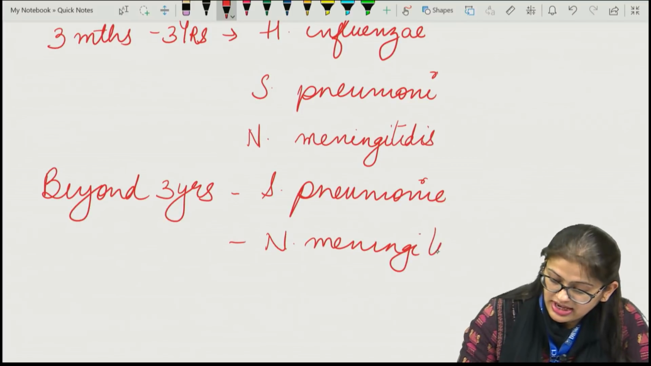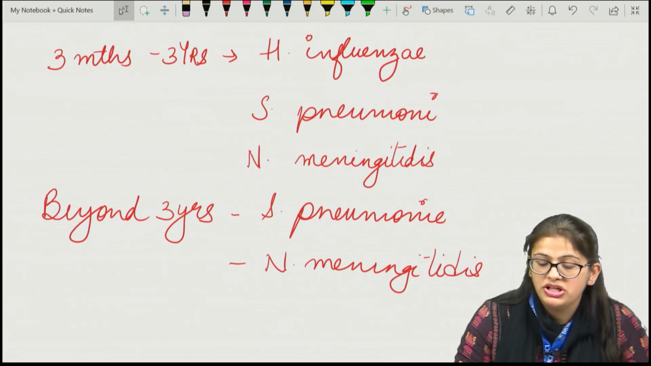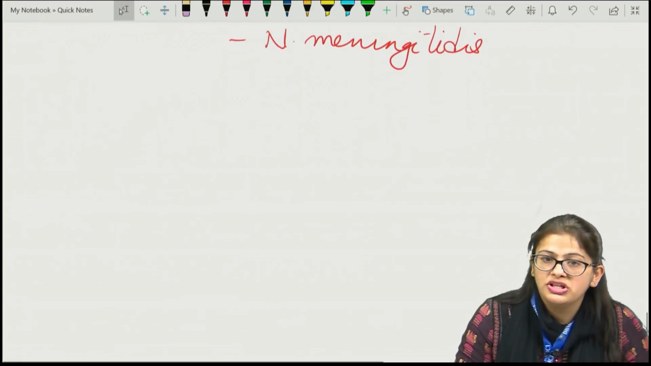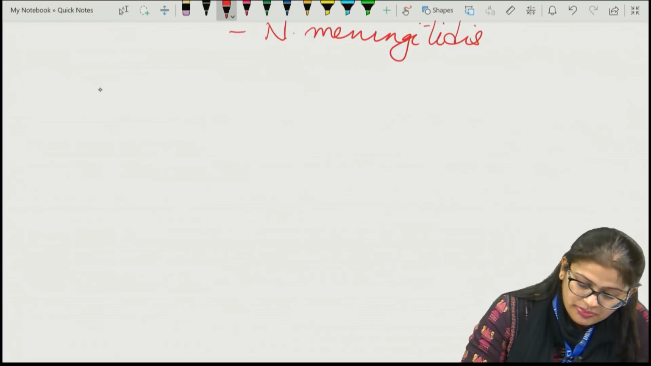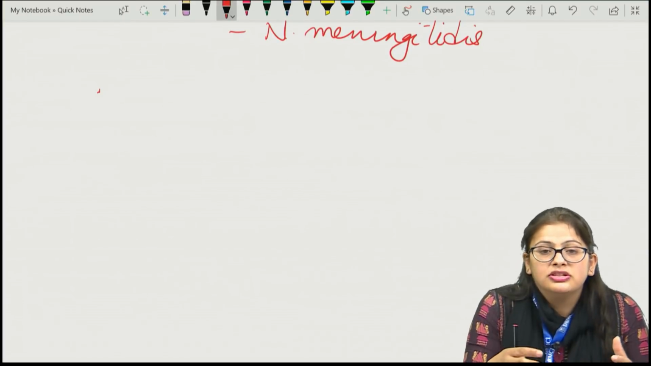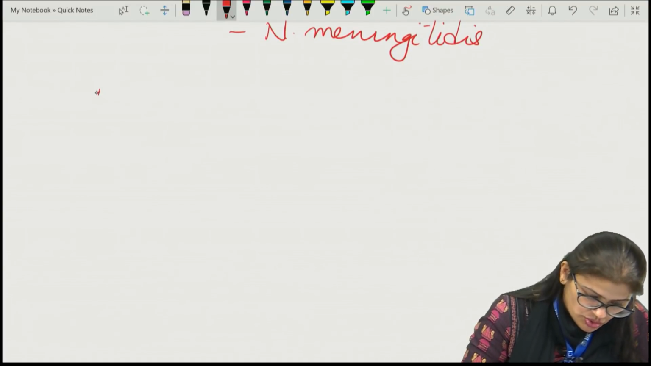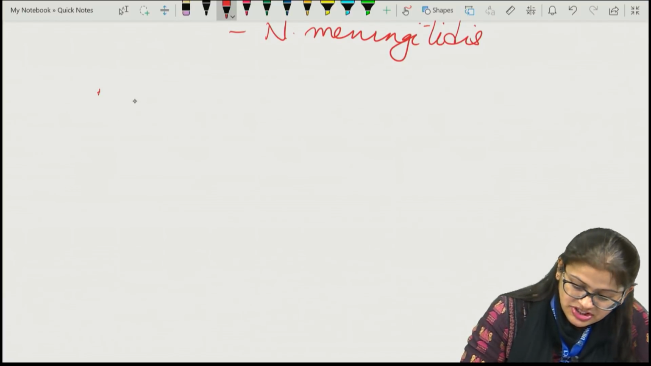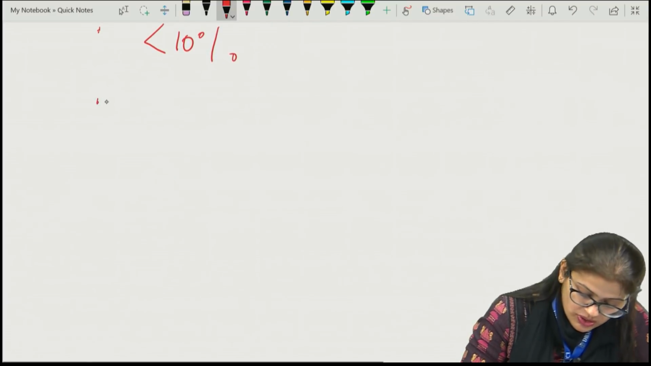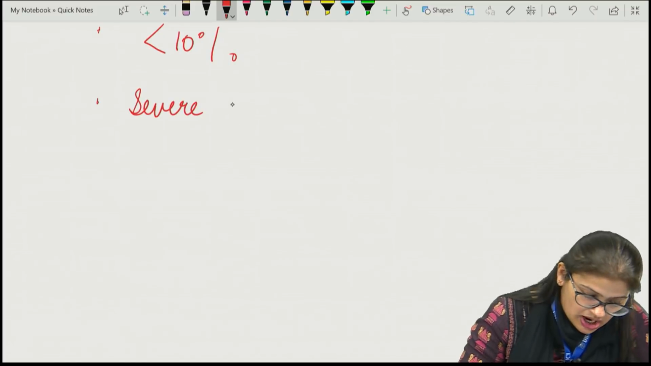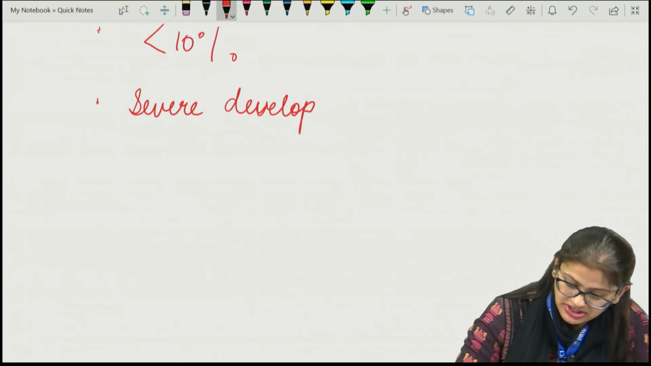But now, because in the national schedule in India we have included vaccines against H. influenzae and strep pneumoniae, the incidence of meningitis because of these organisms is reducing. It has been seen that with appropriate therapy and diagnosis, the mortality and morbidity because of meningitis are also reducing. Mortality because of bacterial meningitis has now reduced to less than 10%. However, we should also know that severe developmental sequelae are known to occur in children who have suffered from meningitis.